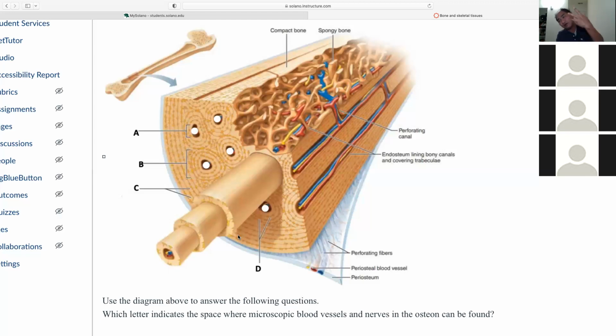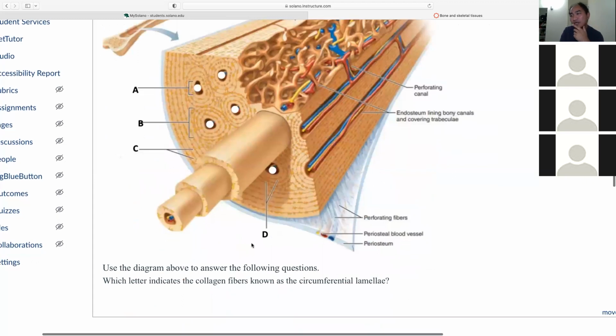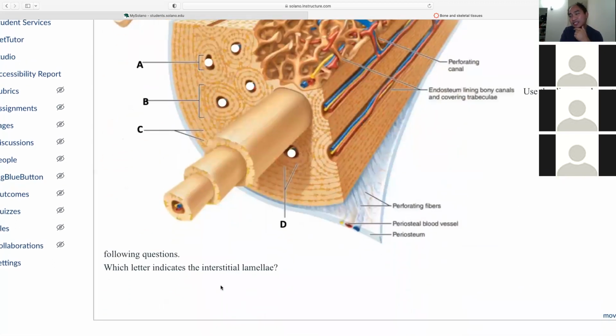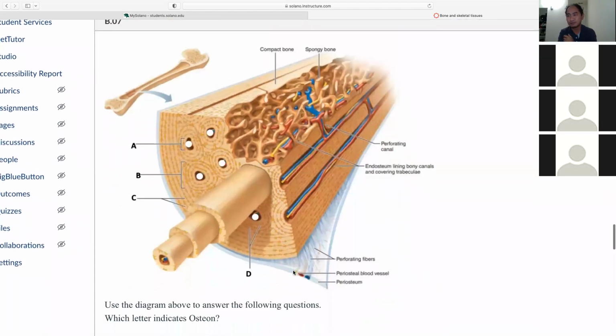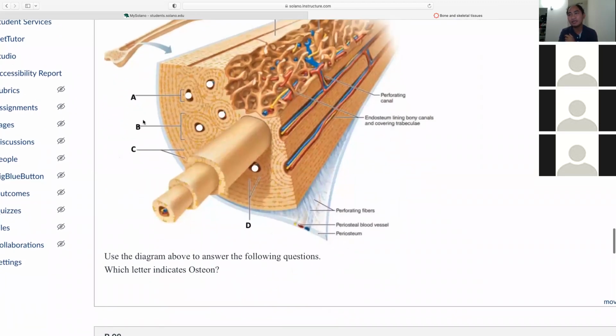I know this diagram is a little bit complex. I will go to the lecture slide and we'll talk about that. So now you know circumferential lamellae, which is C. Interstitial lamellae, this will be D. Osteon is B.